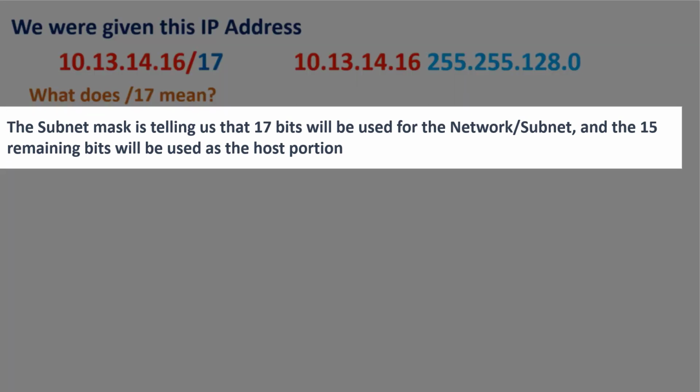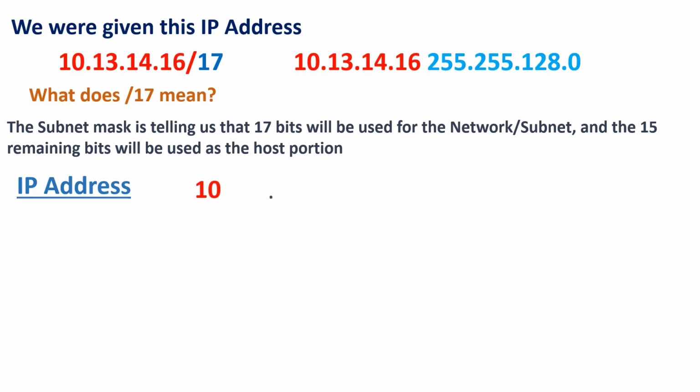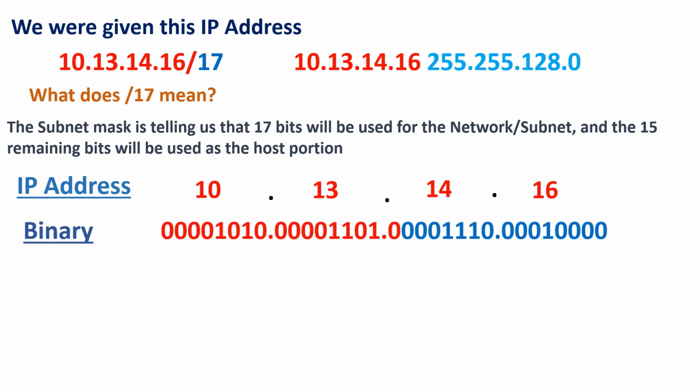This means that the subnet mask is telling us that 17 bits will be used for the network or the subnet, and the remaining 15 bits will be used as the host portion. Now the IP address we were given in decimal is 10.13.14.16. This is our IP address in decimal. When we convert it to binary, this is our IP address in binary.